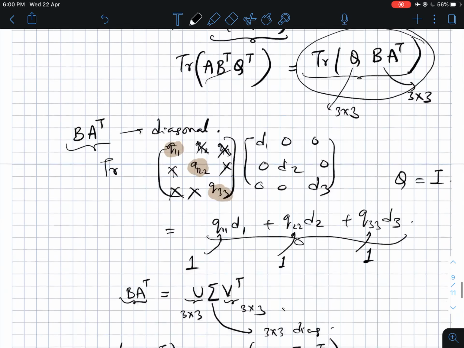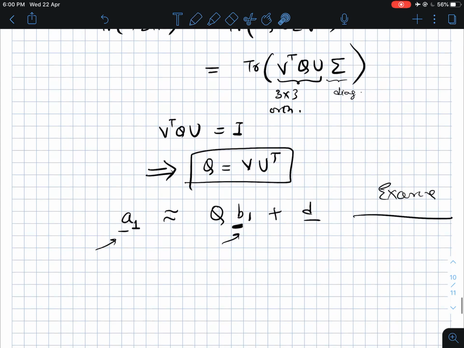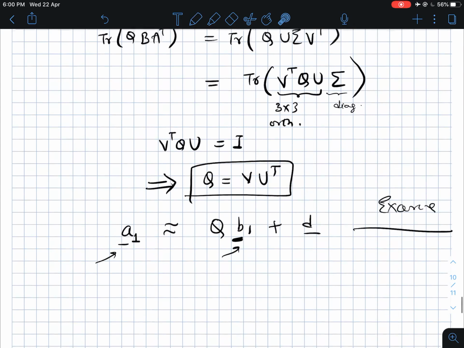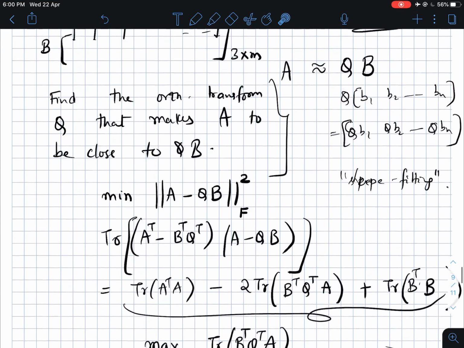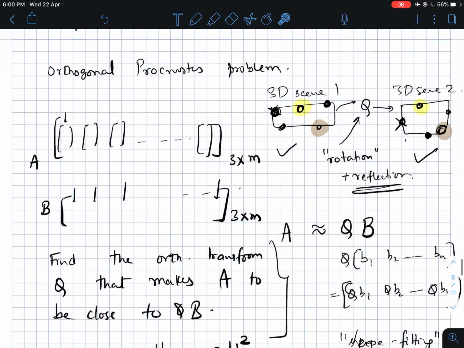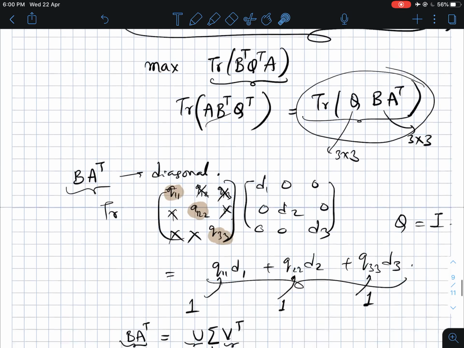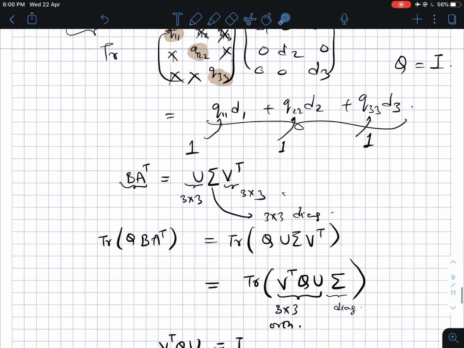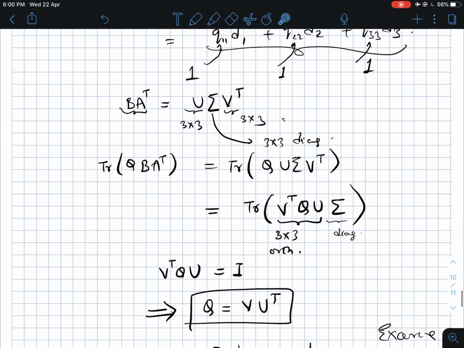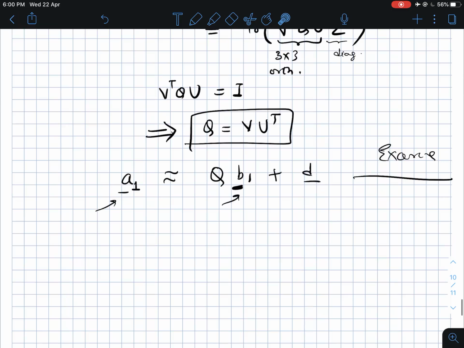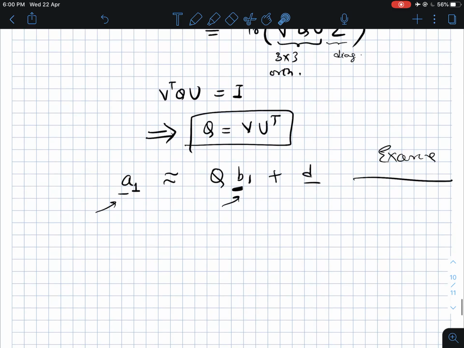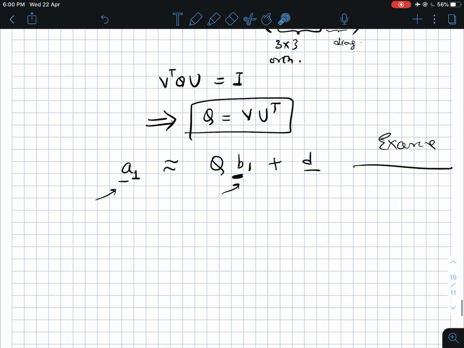It's a very interesting exercise. I'll leave you to think about it. How do you find the optimal rotation and also the optimal translation? All you have to do is frame the problem just like you have framed the problem here, and then use the properties of the Frobenius norm and work out the whole thing. That's it. Basic properties of orthogonal matrices, the Frobenius norm, and that's it.